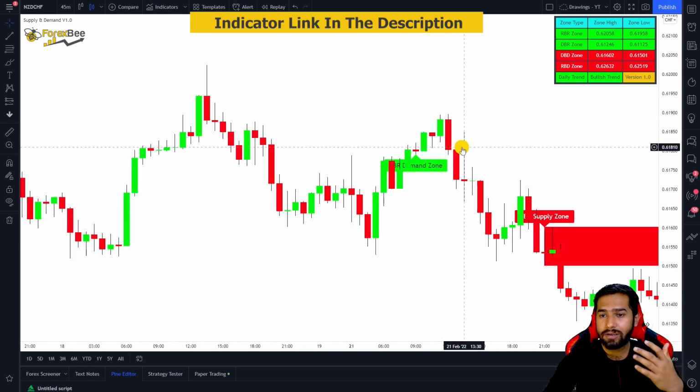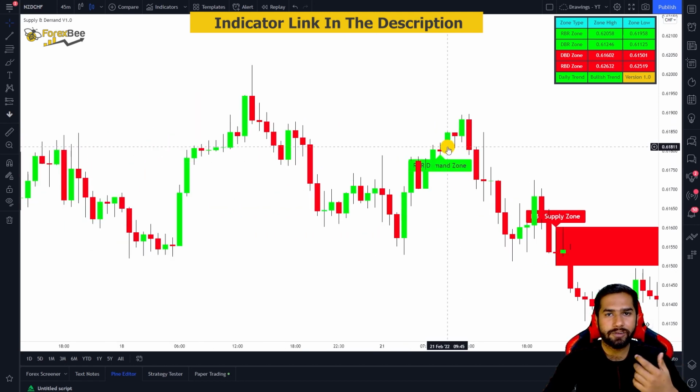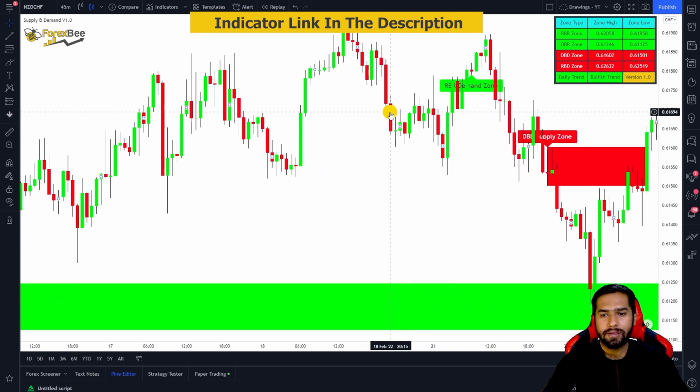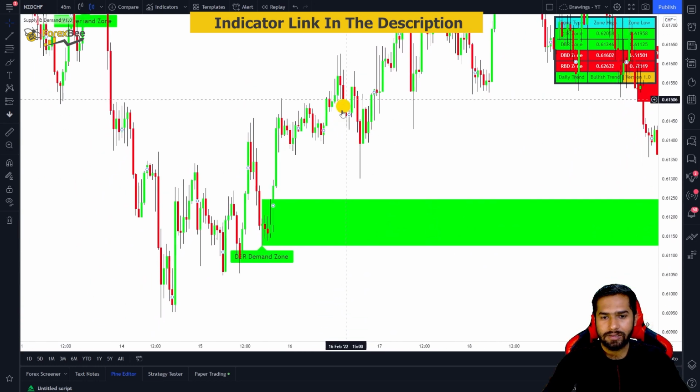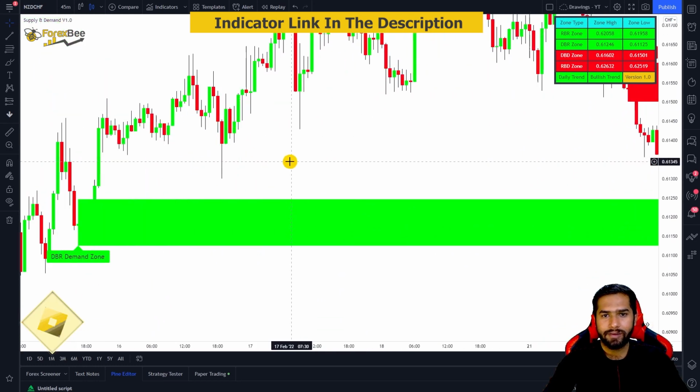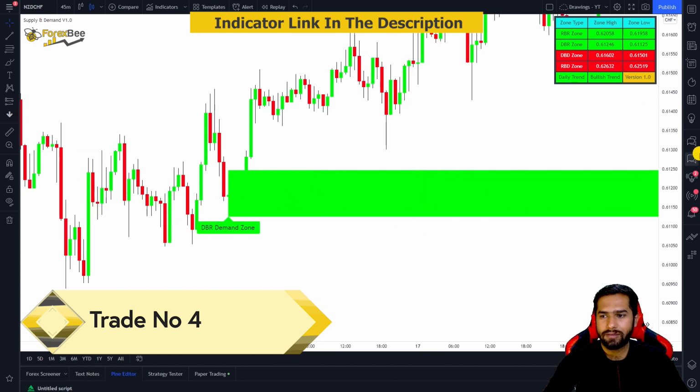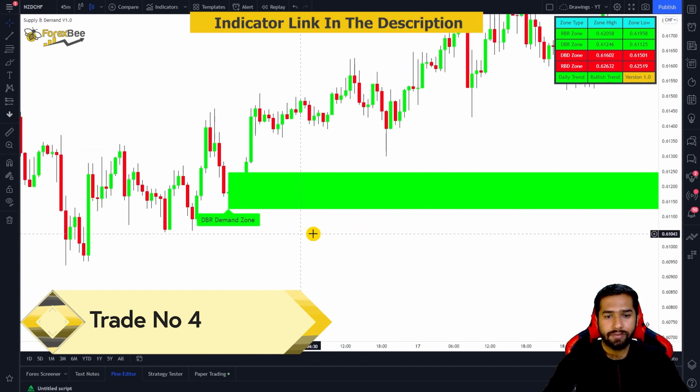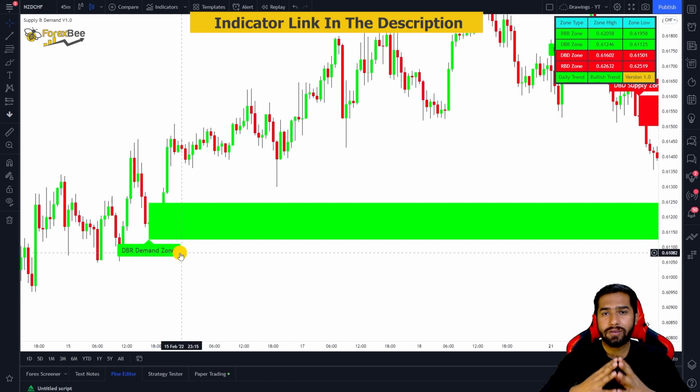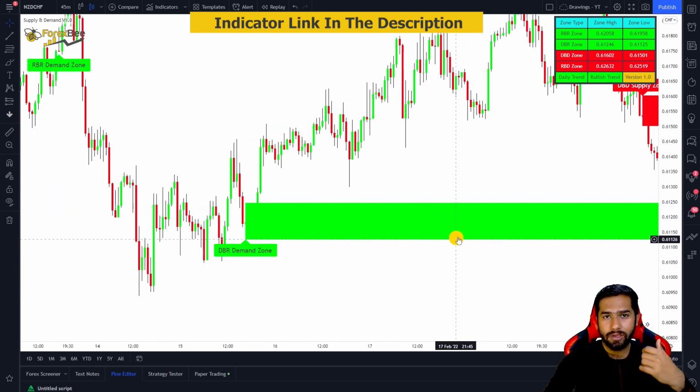Okay, and it's still a profit of 1:1 or even greater. So let me just go back, and here you can see the formation of another drop-based rally demand zone. Now, as I explained earlier, in demand zones the market will come back in order to pick the pending orders, and then will give a bullish move.